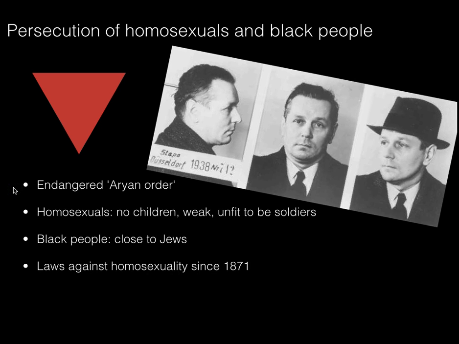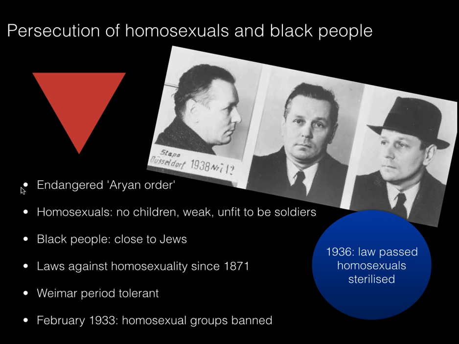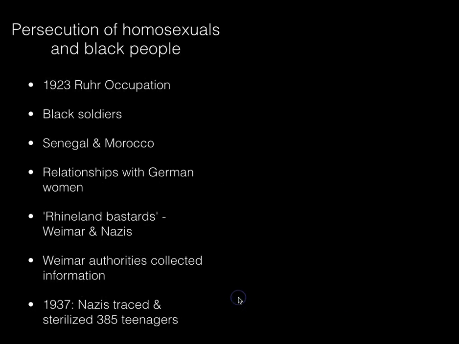There had actually been laws against homosexuality since 1871, not just in Germany, but in countries throughout Europe as well, and America. During the Weimar period, though, it had been rather tolerant. There'd even been openly gay nightclubs, for example, within Berlin. But in February of 1933, homosexual groups were banned. And in 1936, a law was passed by which homosexuals would be sterilised. Again, the idea was removing them from the stock of the German people, so they wouldn't weaken the stock of the German people. Not just homosexuals, also black people as well.